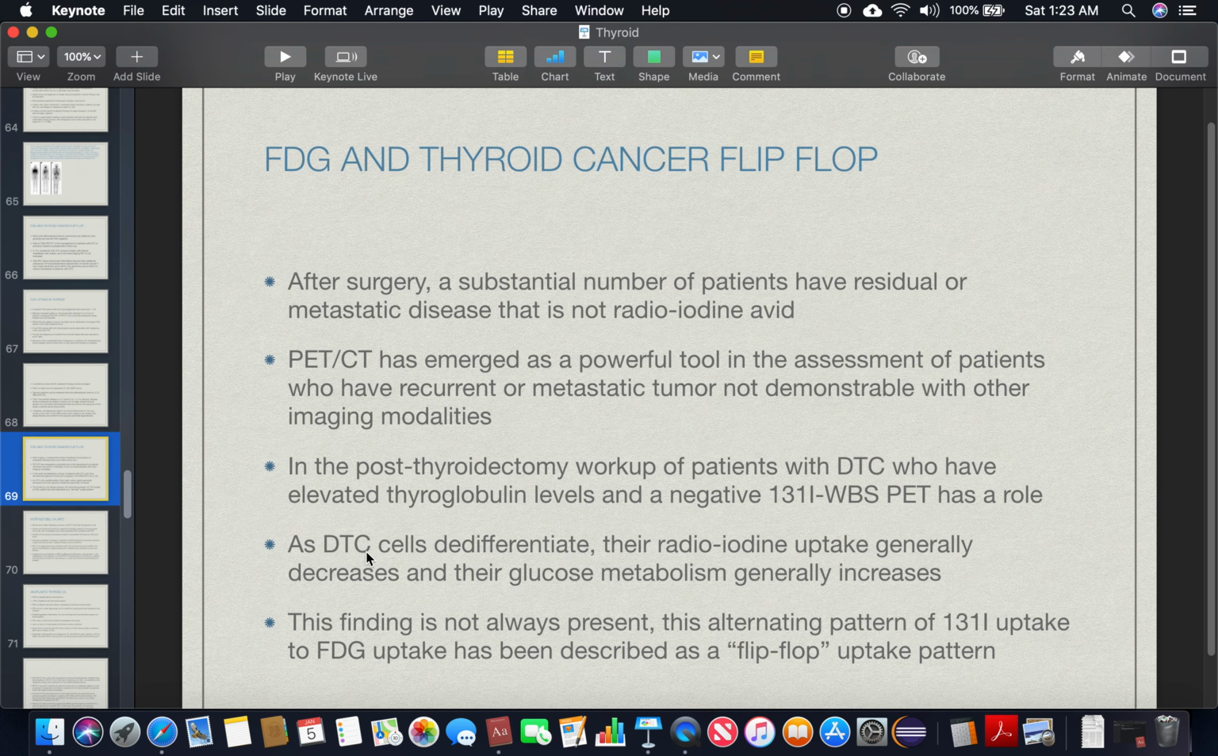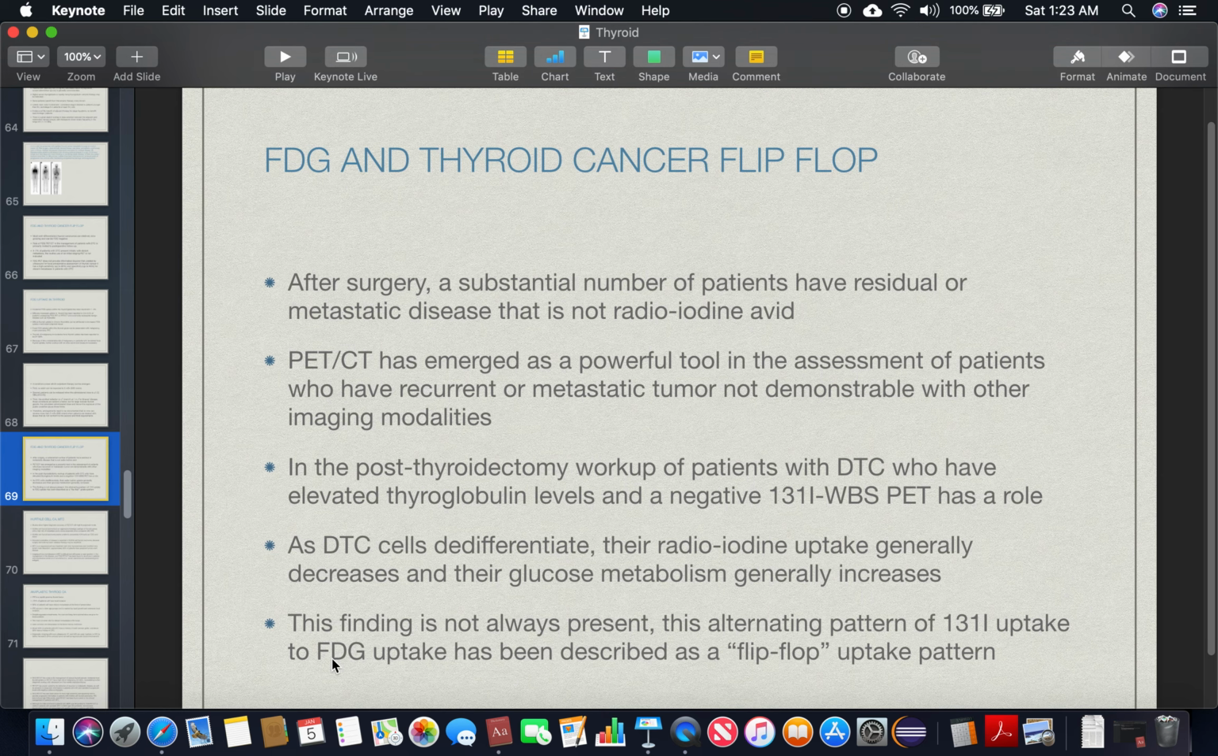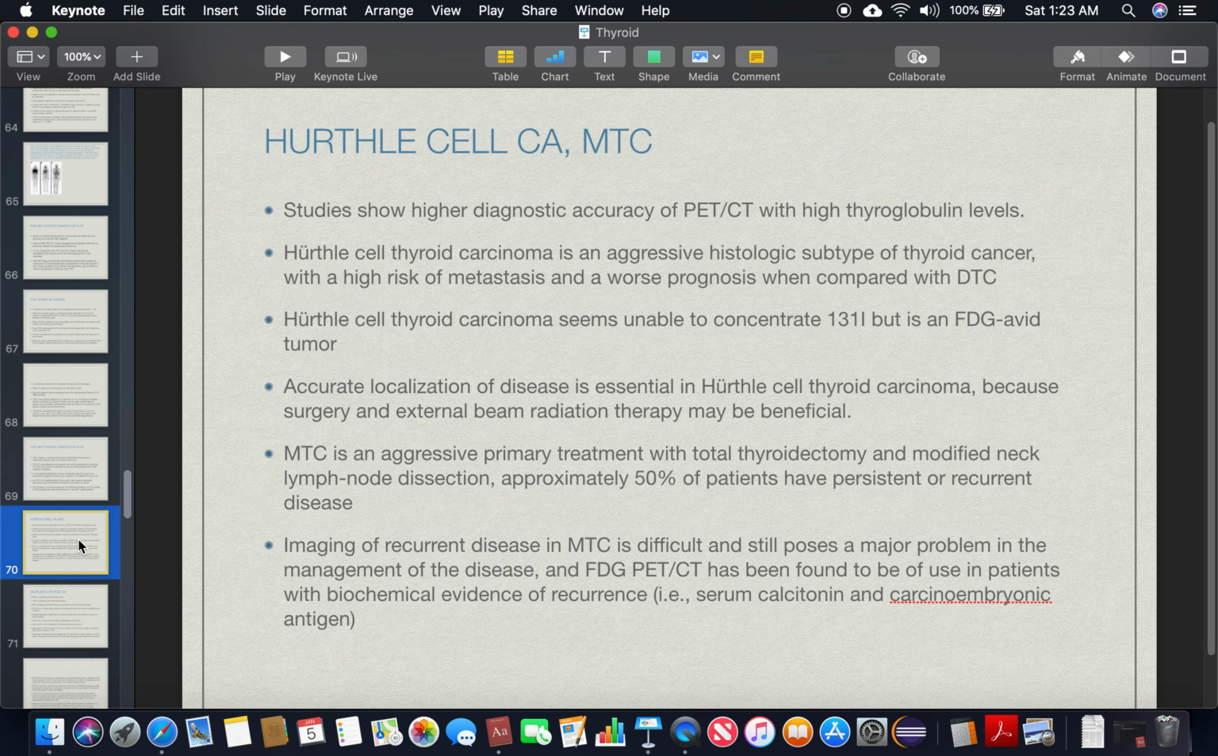As the thyroid cancer cells de-differentiate, meaning as they become poorly differentiated, their radioactive iodine uptake goes down, but their glucose metabolism increases. So you will find, well, this finding is not always present, but this alternating pattern of iodine 131 uptake versus FDG uptake. So if the tumor is well differentiated, it is likely to pick up iodine, but not FDG. On the other hand, if the tumor is de-differentiated or poorly differentiated, it is more likely to pick up FDG, but not iodine 131. So that is what is called the flip-flop.